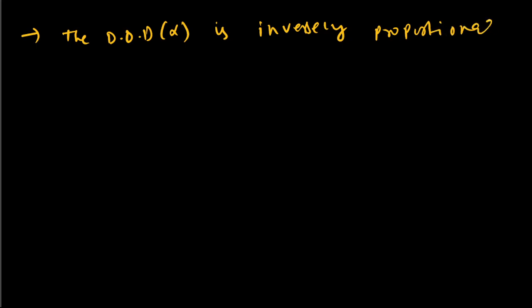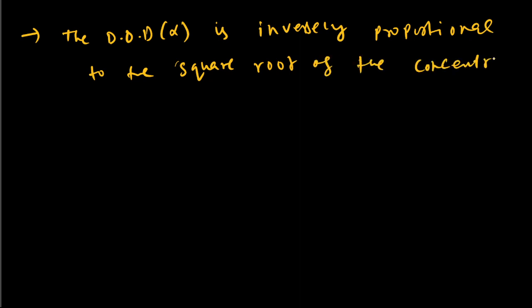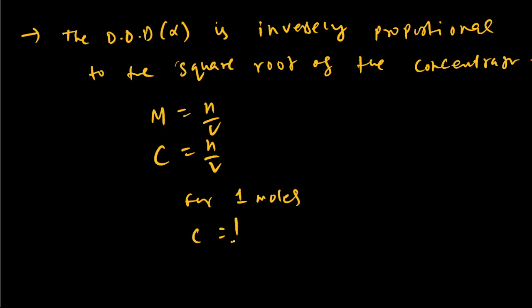Or it says that the degree of dissociation, alpha, is inversely proportional to the square root of the concentration. Molarity is moles divided by volume, n by V, and we are taking molarity as c, so c equals n by V, and for 1 mole, c equals 1 by V, that is, c is inversely proportional to V.